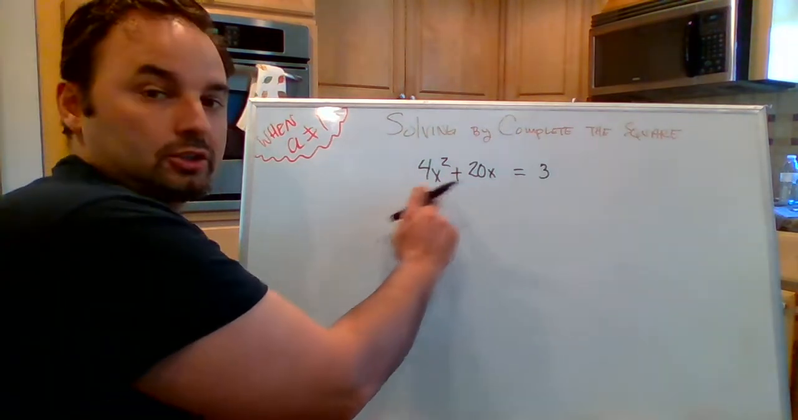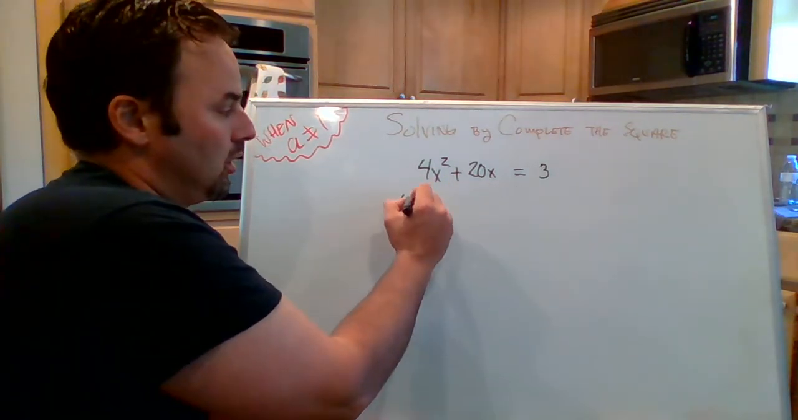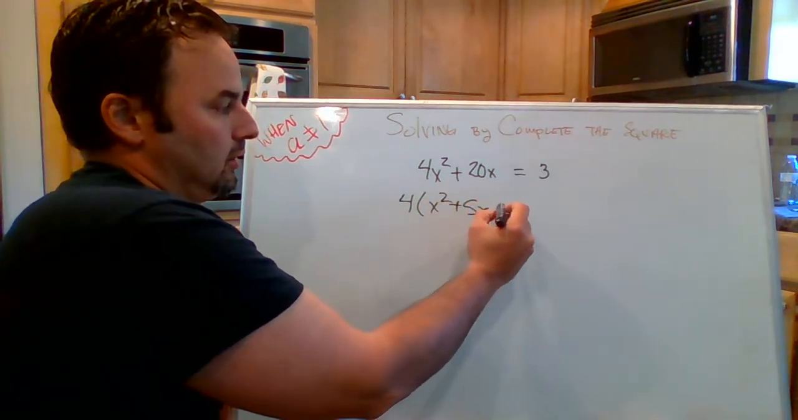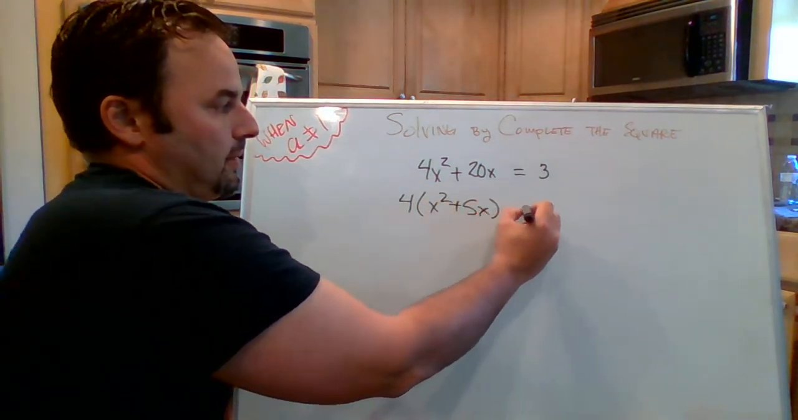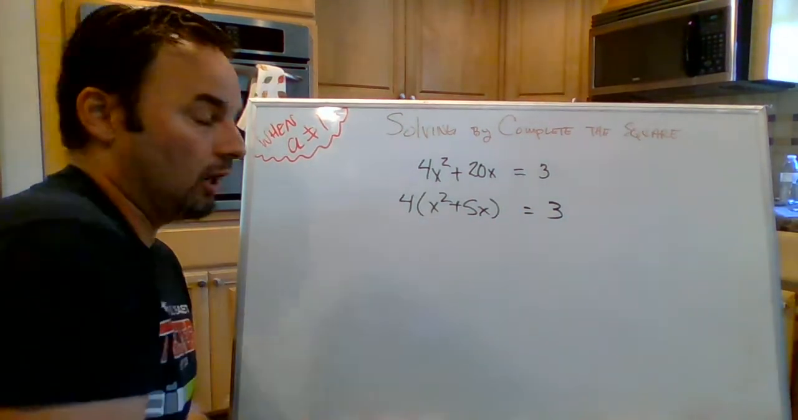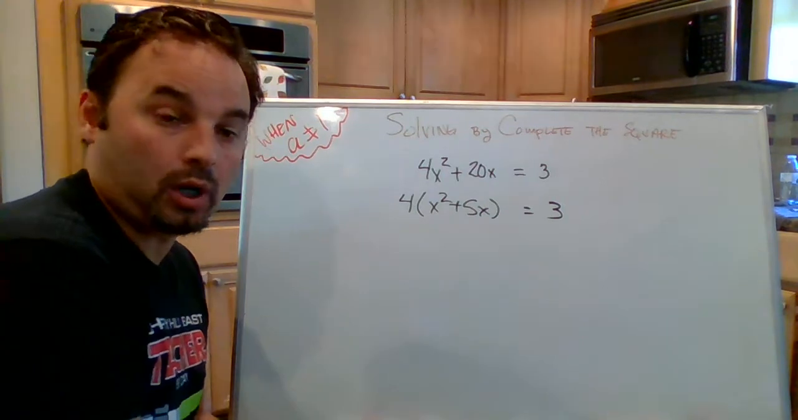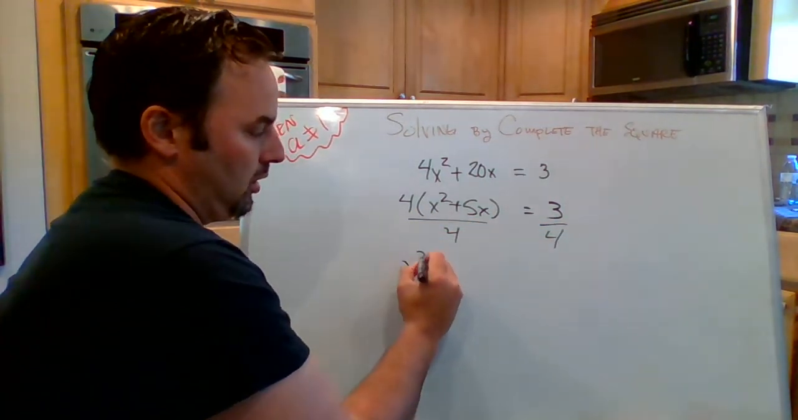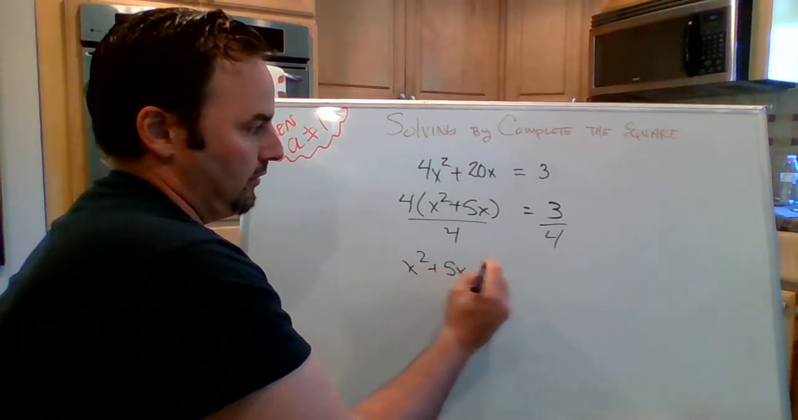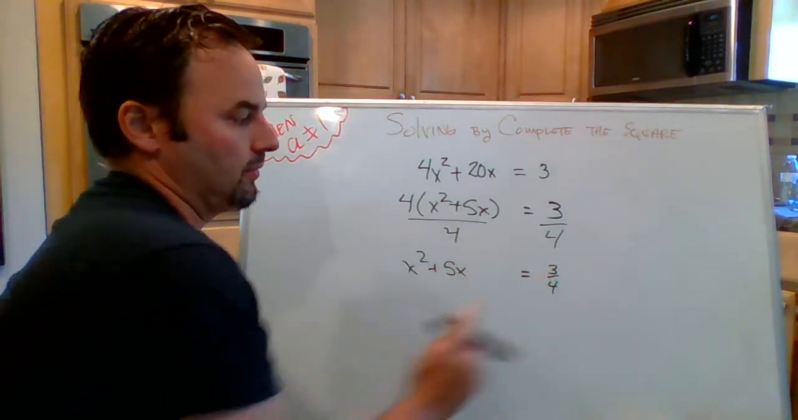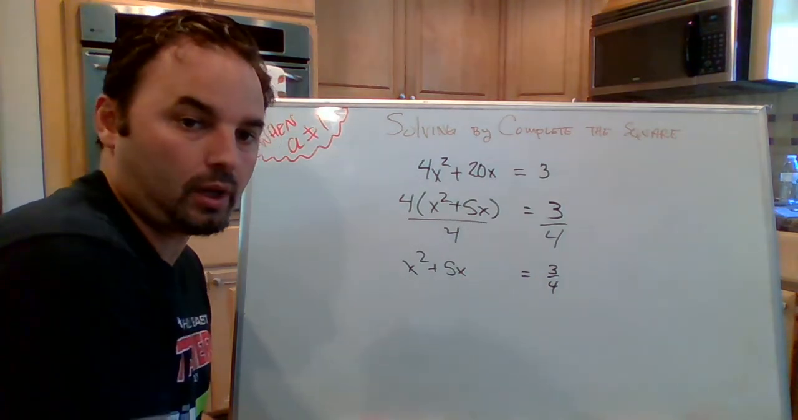So you're going to have to factor that out. So here we're going to take out the GCF of 4. 4 times (x squared plus 5x) equals 3. Okay? So I want to get rid of the 4, and then I'll complete the square afterwards. So I can just divide both sides by 4. x squared plus 5x equals 3 over 4. Okay?